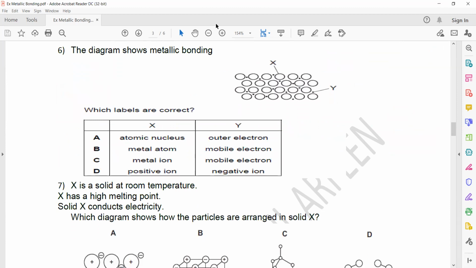The diagram shows metallic bonding. So what is this? This one is a positive ion. And what is Y? Y is an electron. So which labels are correct? What is X representing?